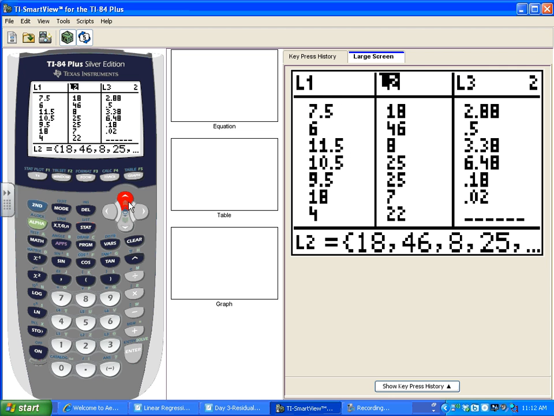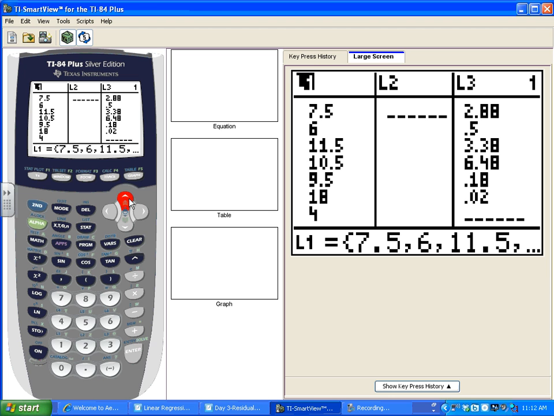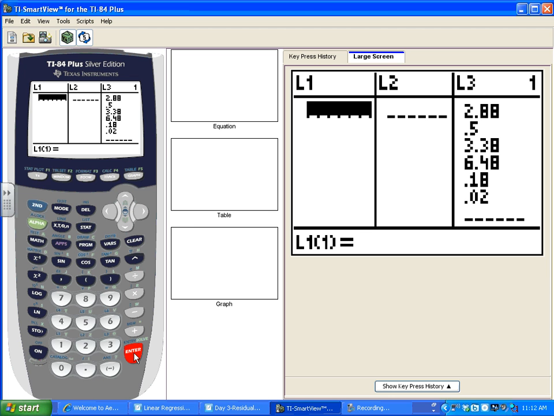Edit. Looks like I got a bunch of junk in my lists, so clear your lists first if you haven't. Make sure your Xs and Ys line up.